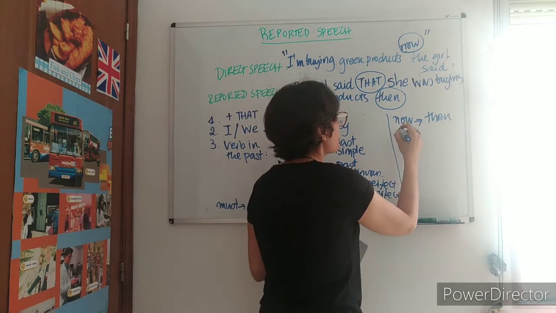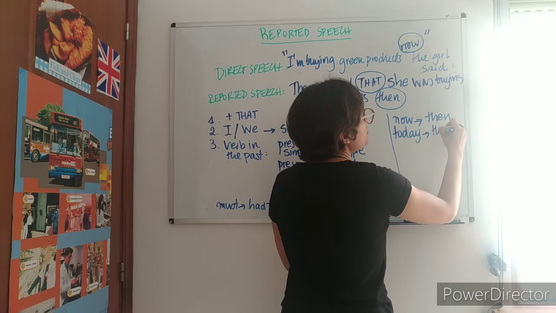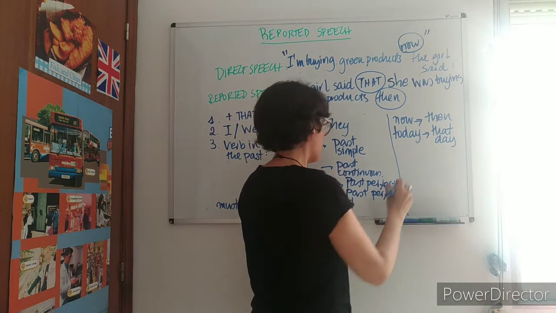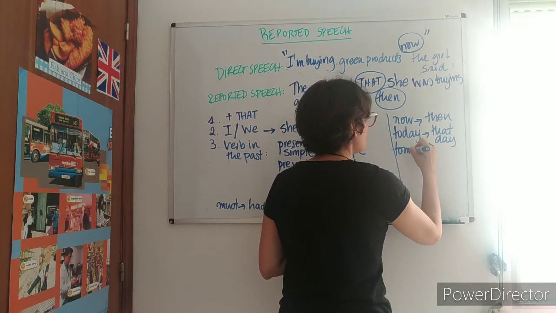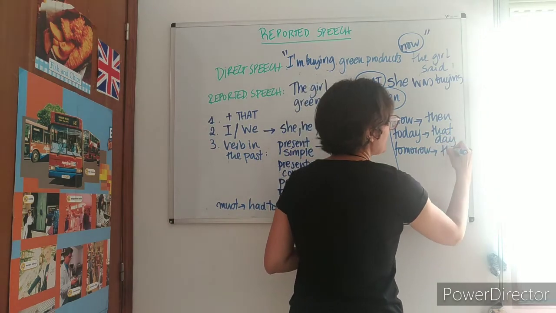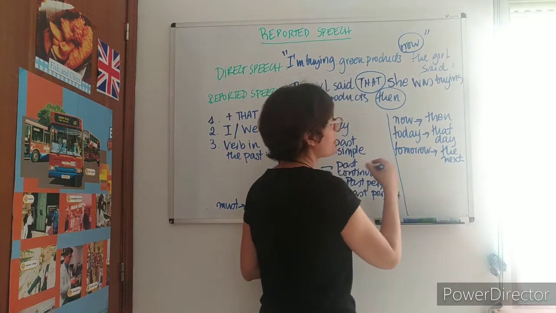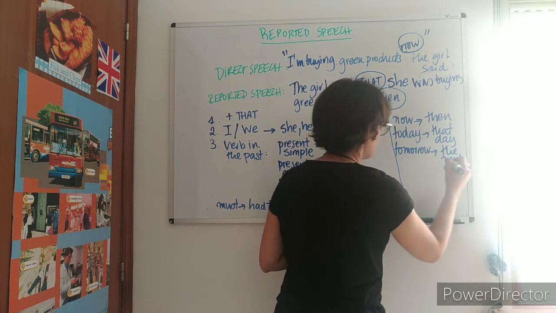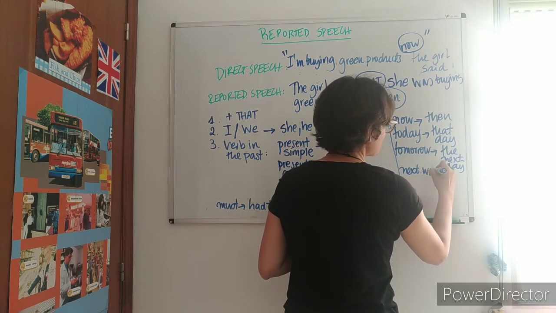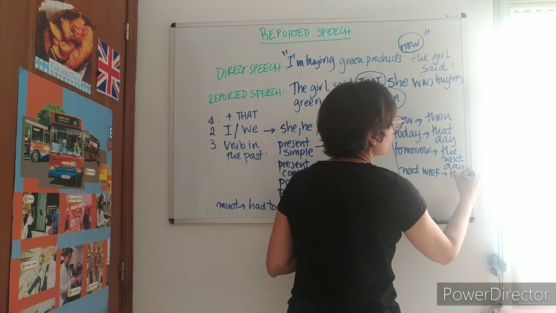If there is today or tonight, we use that day or that night. If there is tomorrow, we use the next day. If it's next week or next year, instead of next, we will use the following.